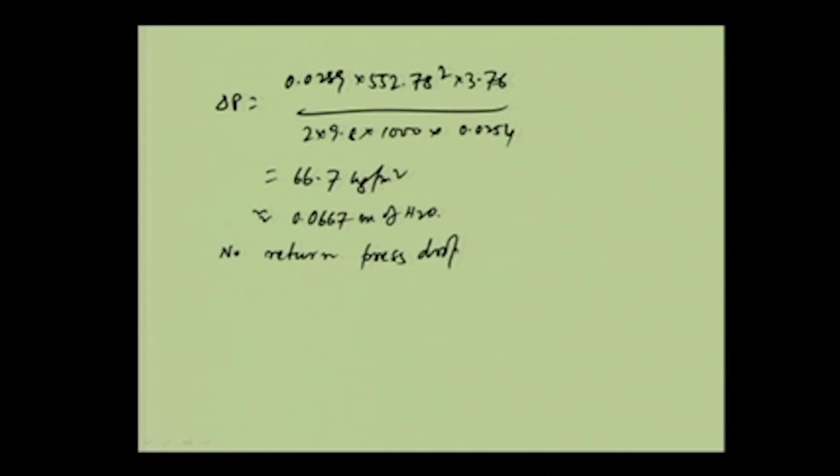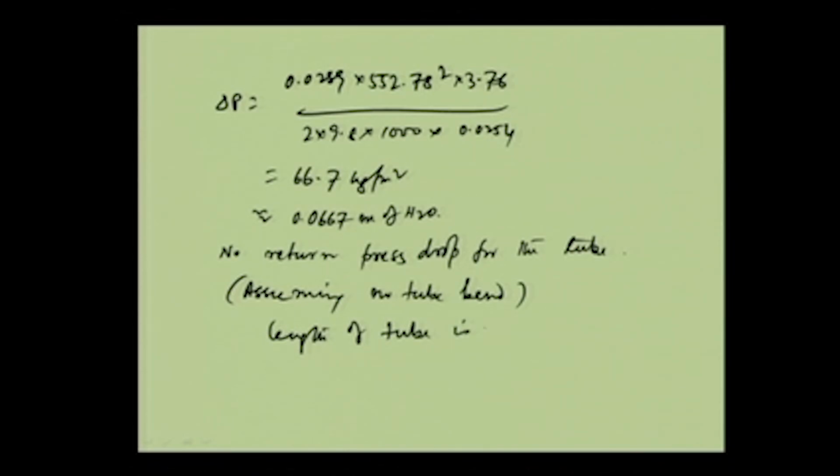and there is no return pressure drop for the tubes, assuming no tube bend, because the length of tube is 3.76 meter. So if there is a tube bend, then we have to calculate this. So we are not calculating that part.